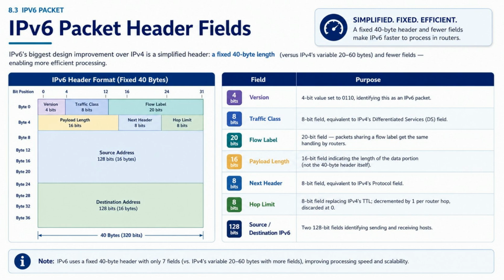IPv6's biggest improvement is header simplification. Fixed 40 bytes versus IPv4's variable 20 to 60, with fewer fields for more efficient router processing. Walk the field table. Version: 4 bits, always 0110.